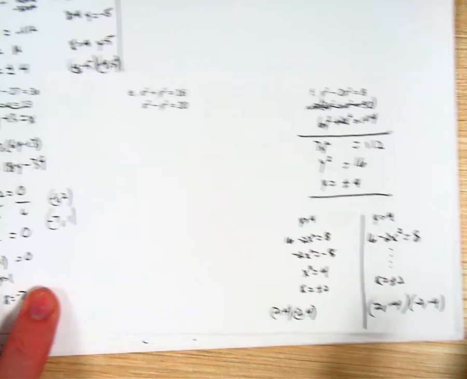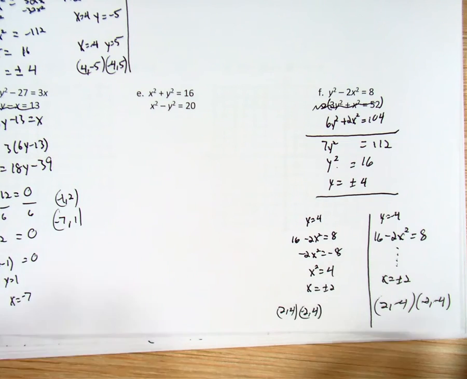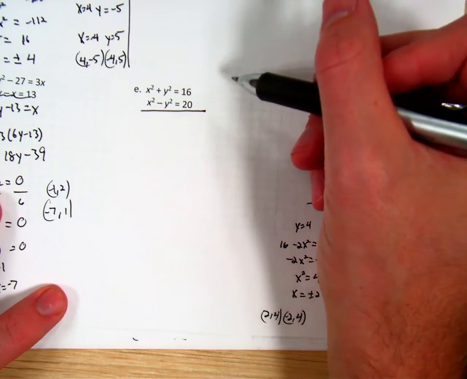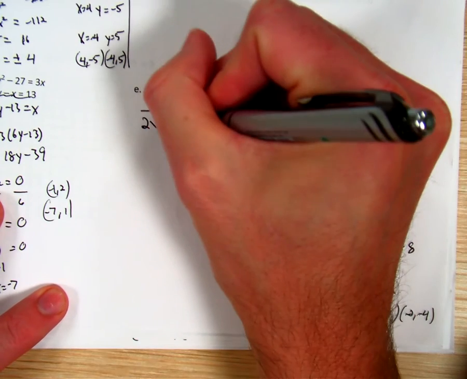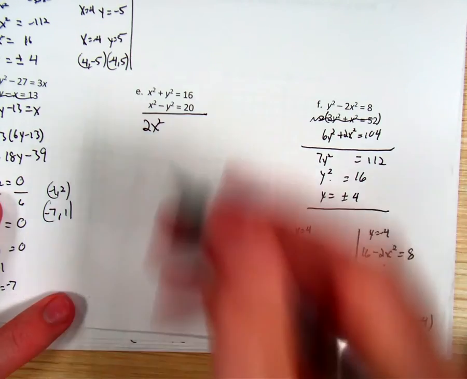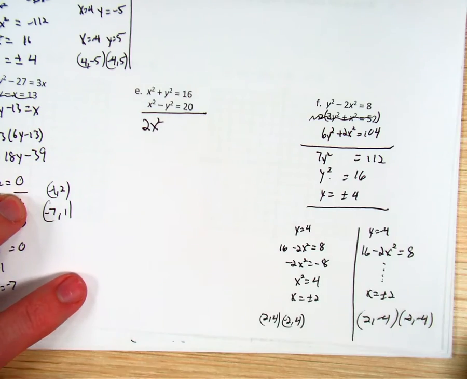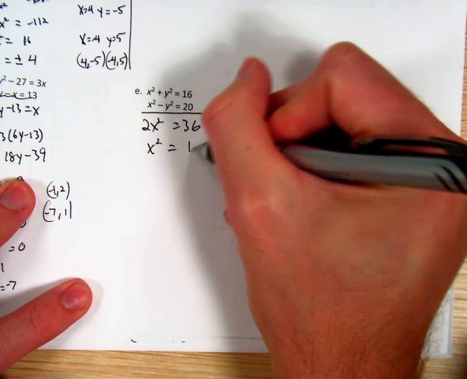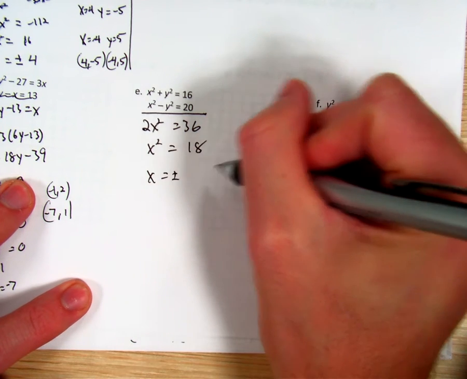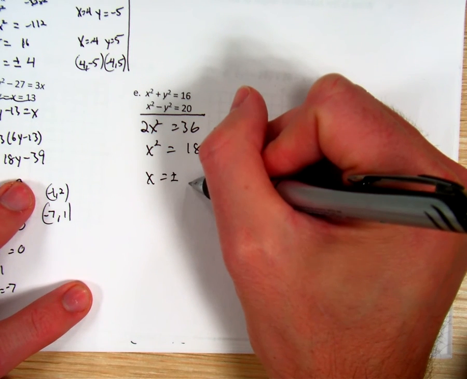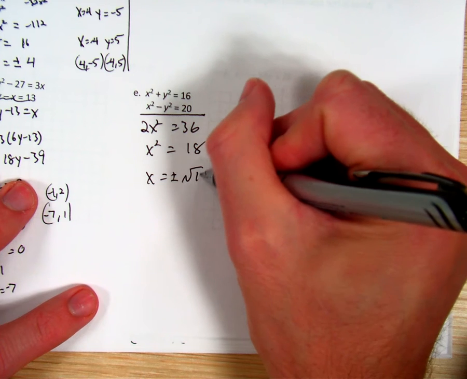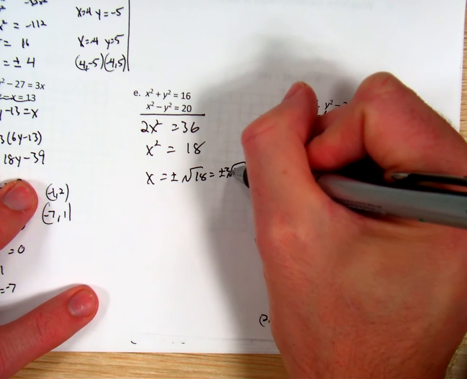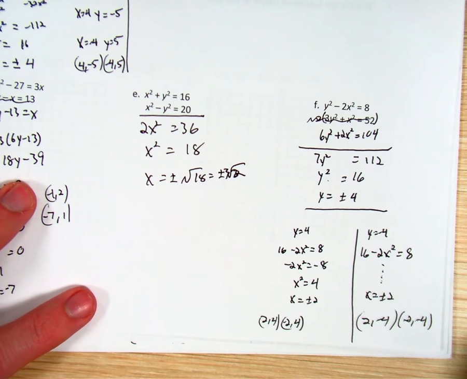Now we're going to slide over and look at E. Look at this one. Perfect. It's already set to go. Okay? Can add down. 2x squared. These would cancel. Equals 36. X squared equals 18. Plus minus square root of 18, which equals 3 on the outside, radical 2 on the inside. 3 radical 2.